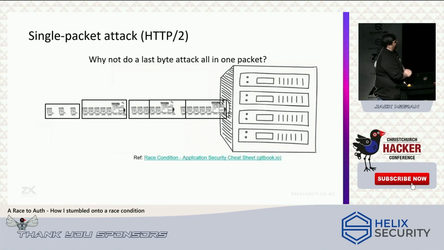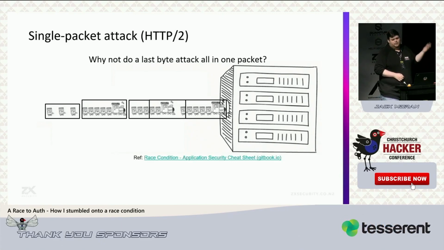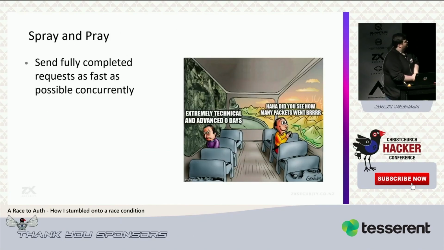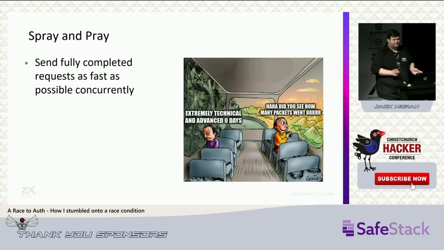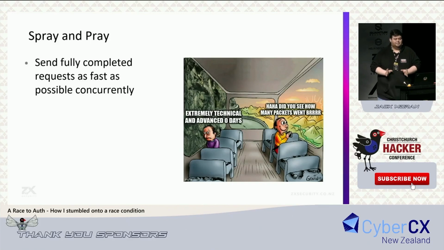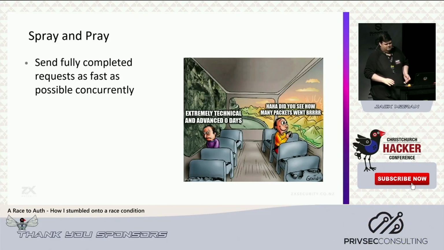Now, for the visualization purpose, each box represents a TCP packet, and each train represents a request. However, you have all of these fancy techniques. But remember how I said I like to do dumb things? Yeah. My favorite approach is the spray and pray, where I try and send fully completed requests as fast as possible. It's a really dumb approach, but it works pretty well. There is nothing special or surprising about that.